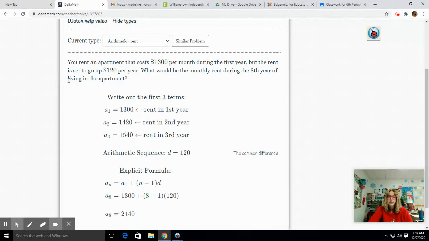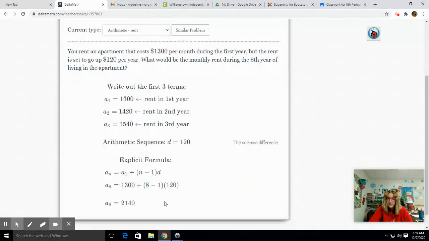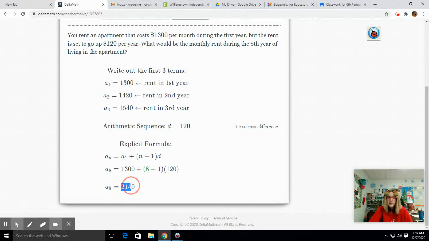And then I want to write the explicit formula in order to find the monthly rent during the 8th year of living in the apartment. The explicit formula is going to be what's easiest to work with. So I'm going to use this formula, and I know that my first term is $1,300. And I want to know the 8th year, that's going to be my n. n minus 1 is part of the formula. And then my common difference is 120 because that's how much I went up each year. And then you're just going to plug this into your calculator. So on the 8th year, I would be paying $2,140 for rent.